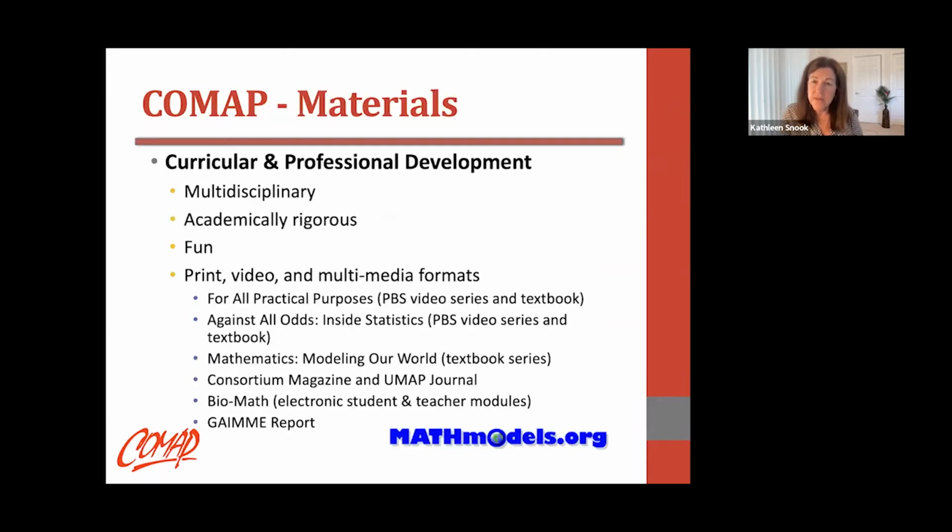The materials that COMAP produces are very diverse: print, video, and multimedia. It's multidisciplinary, it's rigorous, it's fun. There are a couple of examples of some of the material that COMAP has produced in the past. Additionally, COMAP has a mathmodels.org membership and website that's full of all kinds of materials. As far as materials and publications go, Michelle is going to talk about the new SIM program, a professional development program, a little bit later in this presentation.